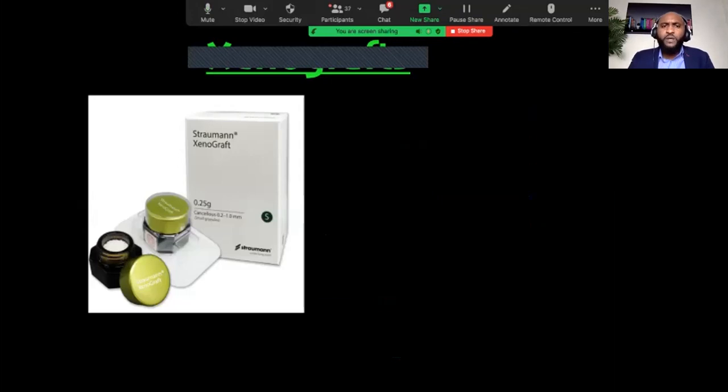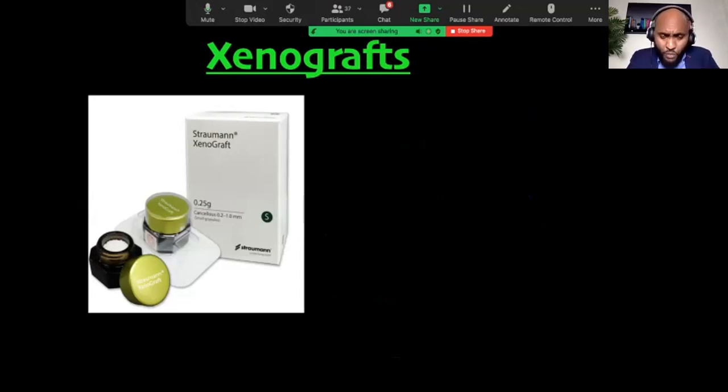Now, other than humans, we can get bone from cows or pigs. So you'll find xenografts presented in many forms. Commonly, the demineralized form is what we commonly find in the market, and we shall see why that is a good option. Yeah, it comes in various granular sizes and various grammage, so the choice is really yours.